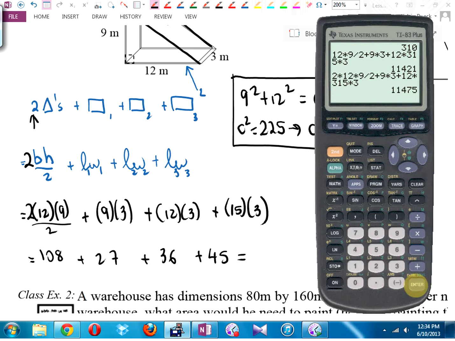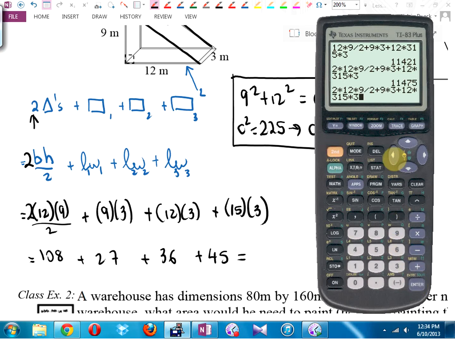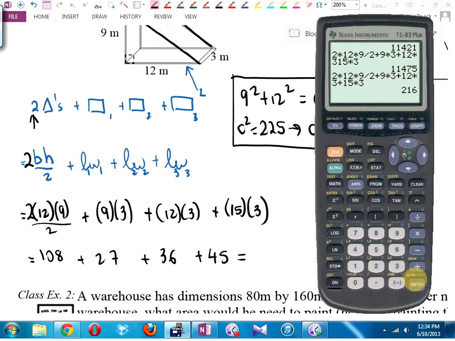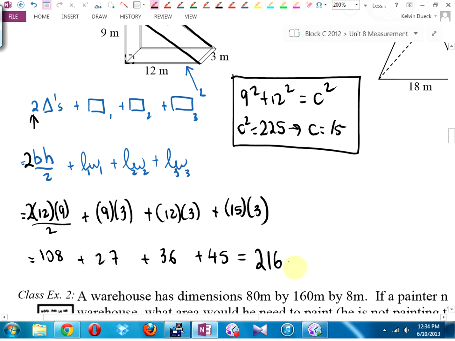So you're saying the answer is 11,475? I got a times in here when I shouldn't. Mr. Dueck, let's go see. Fix your typing. 2 times 9 times 12 divided by 2 plus 9 times 3 plus 9 times 3 plus 12 times 3. The plus sign didn't come in. How about you get 216? Yeah. Woohoo! Units. Meters squared. Okay.